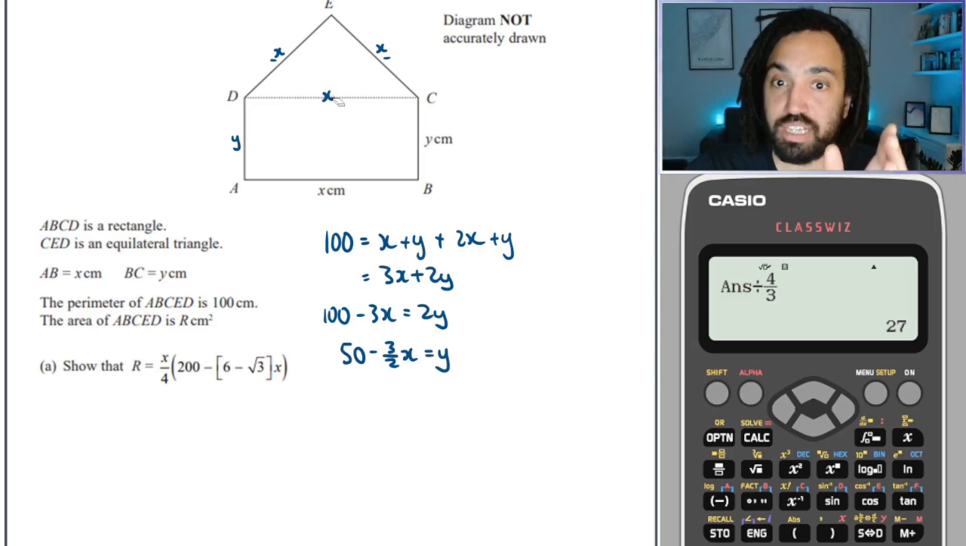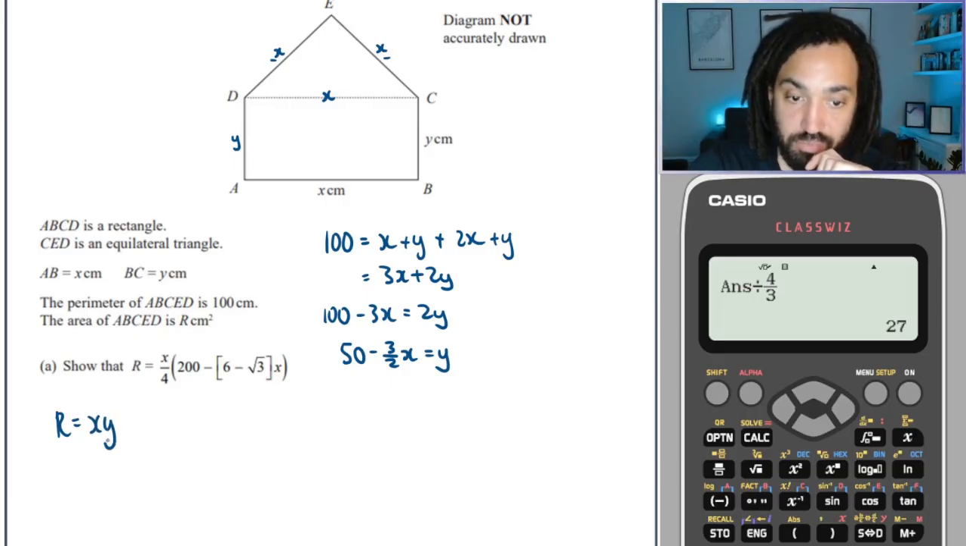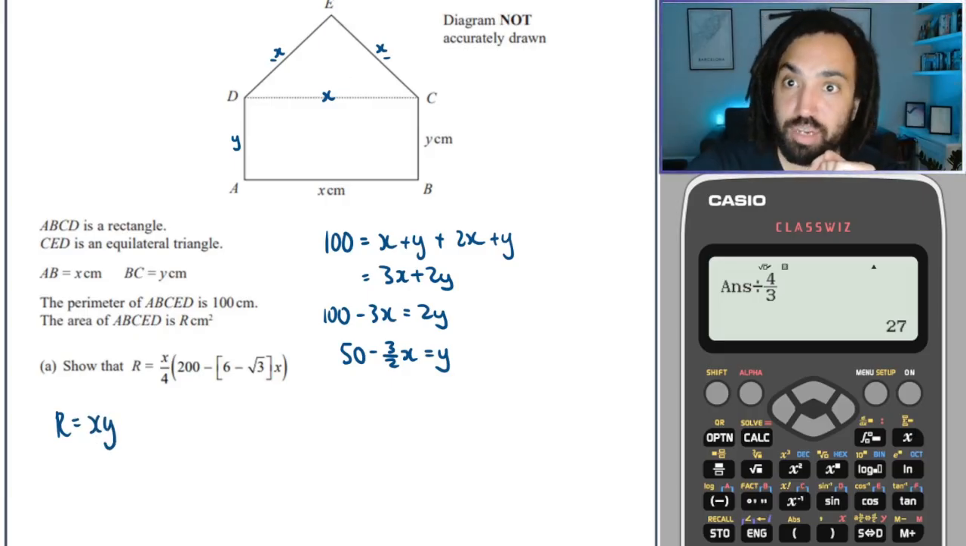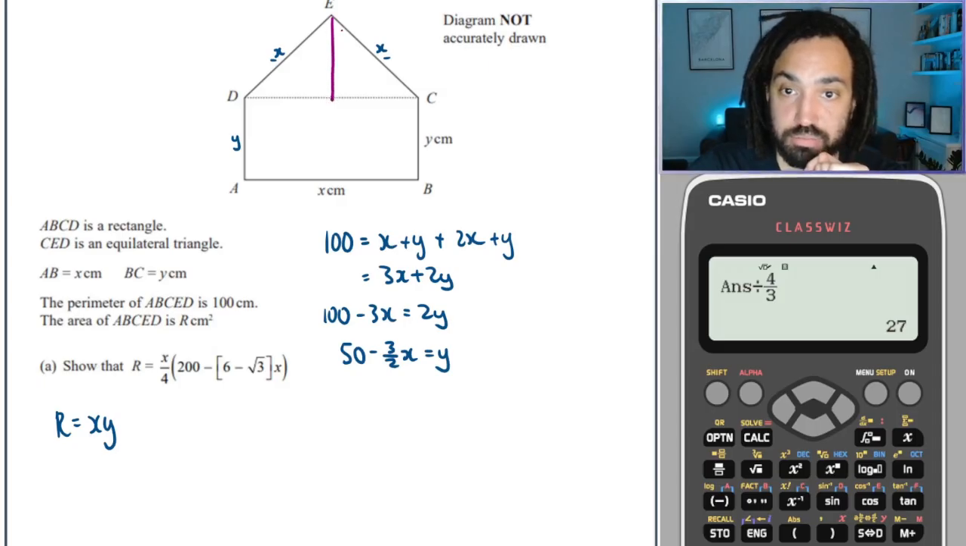Okay. So what we're going to do? Well, in order to find the area of the rectangle, that's relatively straightforward. That's just x times y. The area of the equilateral triangle is a bit trickier, because what we need to do is split it up into two right angle triangles, like so.